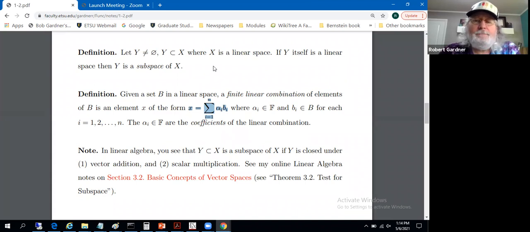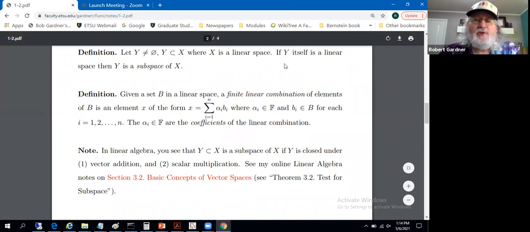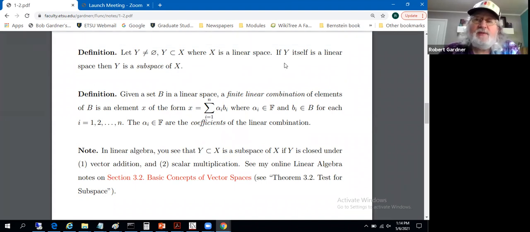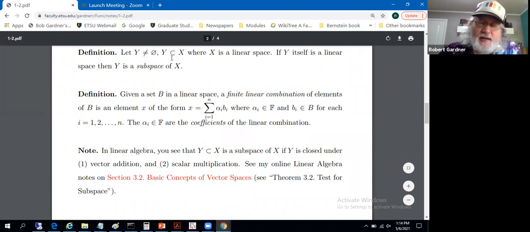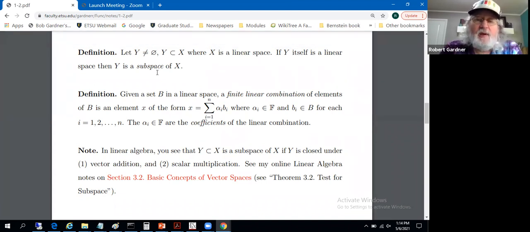Now, we defined a subspace in this previous definition to be a non-empty subset which is itself a vector space. Sorry, a linear space. So a non-empty subset of a linear space which is itself a linear space is by definition a subspace. But in linear algebra, you probably dealt with showing something's a subspace by, next note, we've got Y as a subspace if it's closed under vector addition and scalar multiplication. That's the two things you do in a linear space. You add vectors together and you multiply vectors by scalars. Combine those two things and you're getting what's called a linear combination.